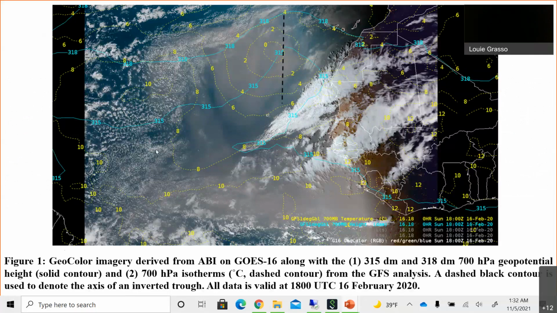This is a GOES-16 ABI true color image, at 18Z on the 16th. Here you can see the ocean is blue, but we have a lot of aerosol, all this yellowish brown in through here, and also down on the southern part of the domain, a lot of aerosol.